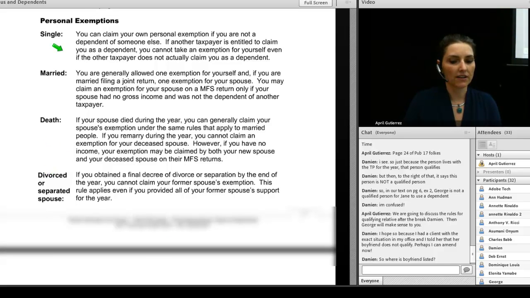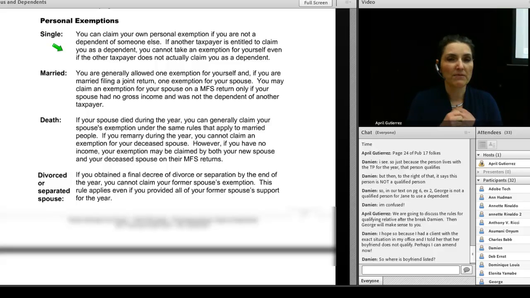If you are single, you can claim your own personal exemption if you are not a dependent of someone else. If another taxpayer is entitled to claim you as a dependent, you are not allowed to claim your own exemption, even if the other taxpayer decides not to claim you as a dependent. So your exemption is not something that you have a right to give away on yourself.